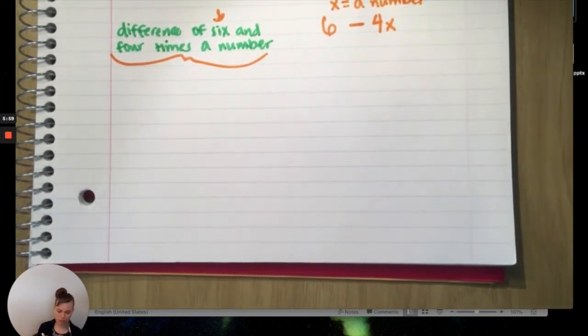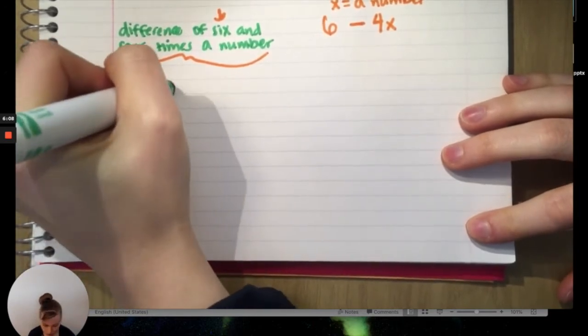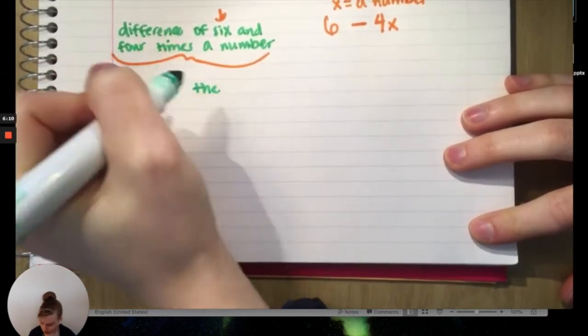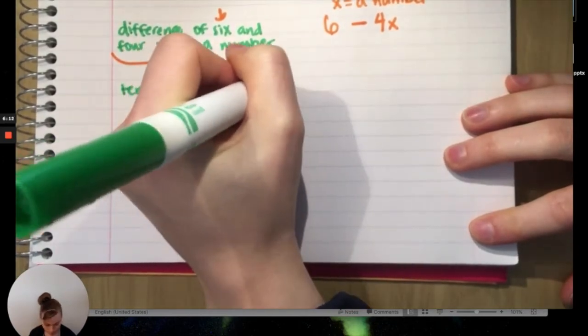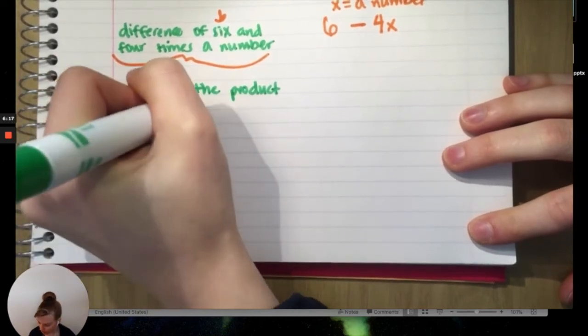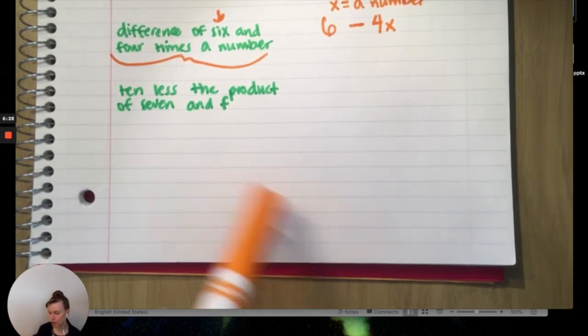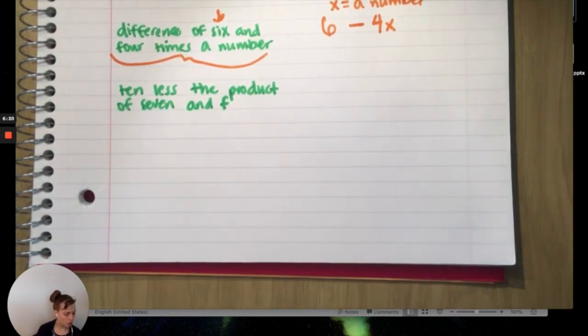All right. Now, this one's going to get trickier because we're building it up every single time. The last one will be trickier. 10 less the product of 7 and f. So again, they gave me a variable. They gave me the f. But less versus less than are totally different. Okay, and I'm going to write a note at the bottom about this as well.